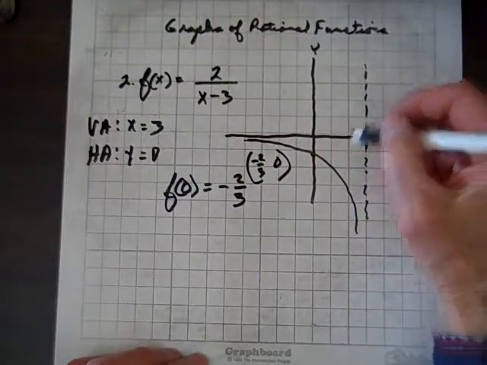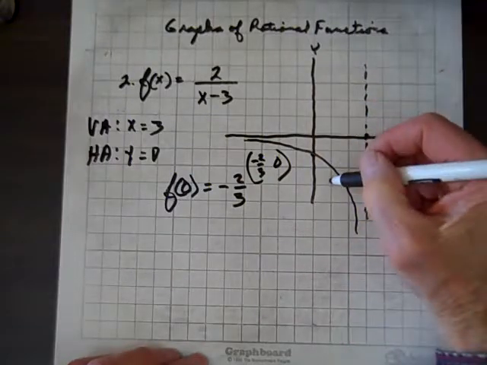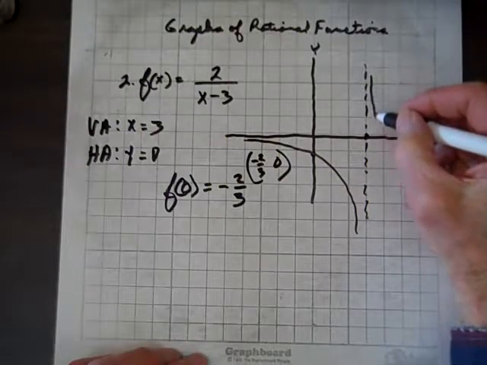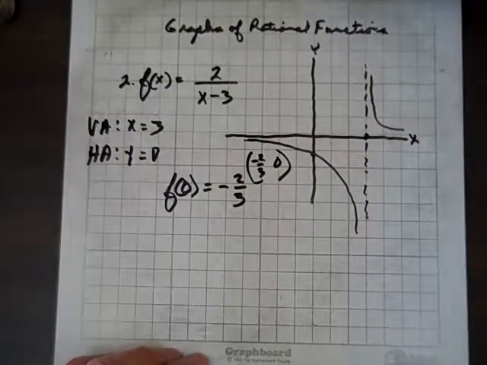So if half the graph is in this quadrant, the other half will be in the opposite quadrant. And there we have it.